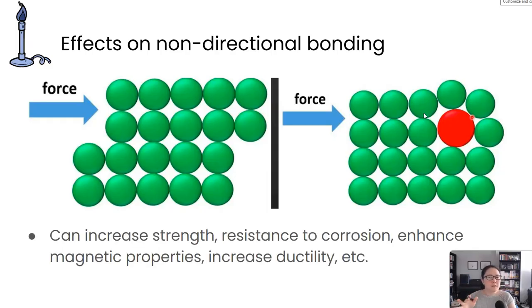Other ways that making an alloy can help is it can be more resistant to corrosion, it can enhance magnetic properties, it can increase ductility, and so on and so forth.